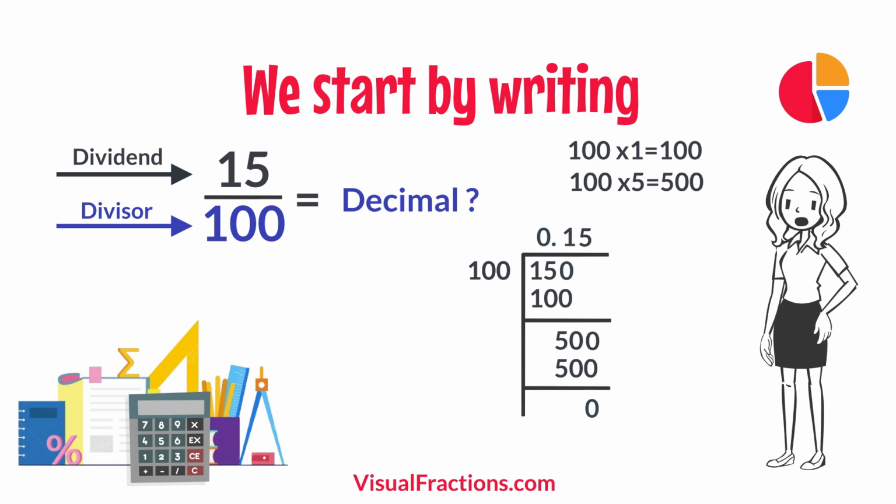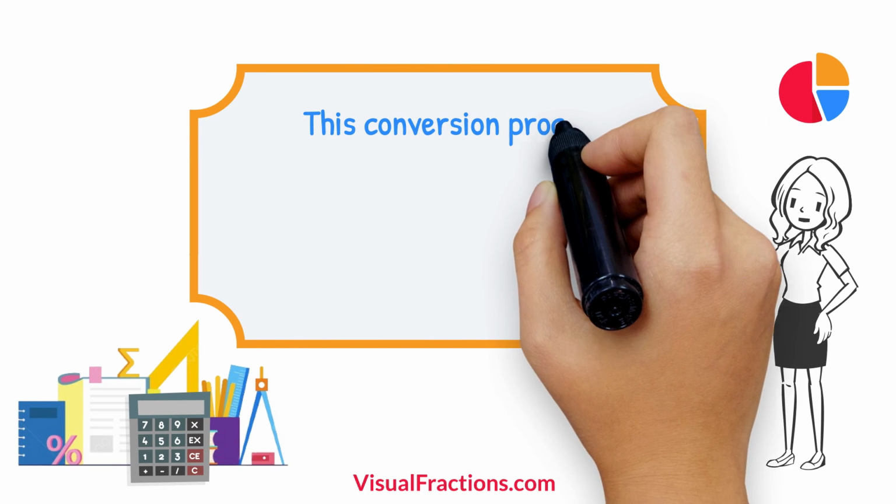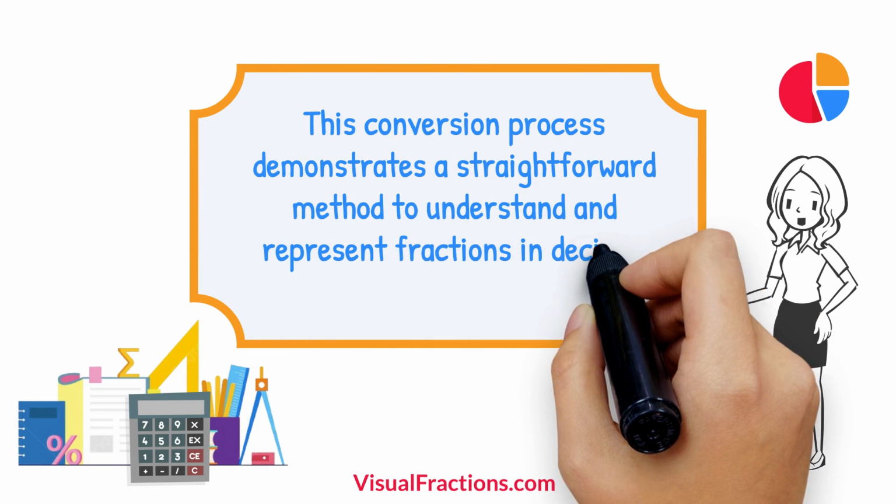So, there we have it. The fraction 15/100ths converted to a decimal is 0.15. This conversion process demonstrates a straightforward method to understand and represent fractions in decimal form.